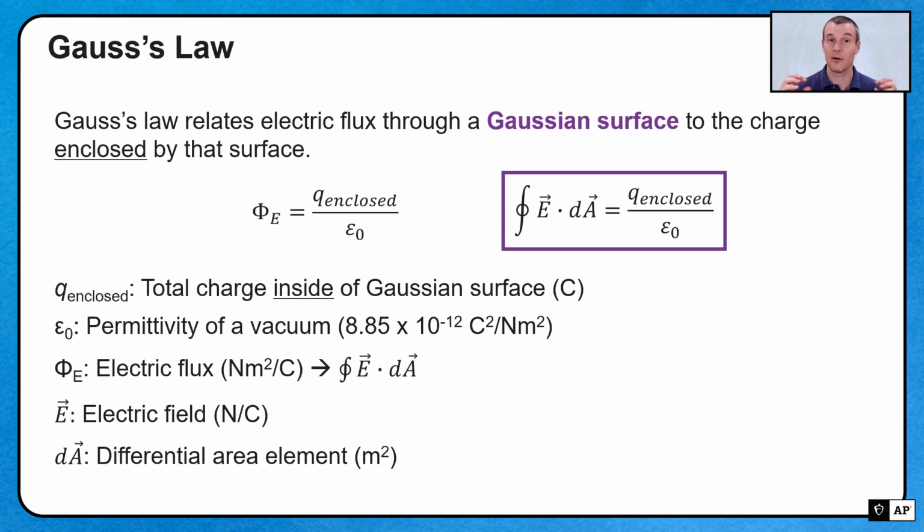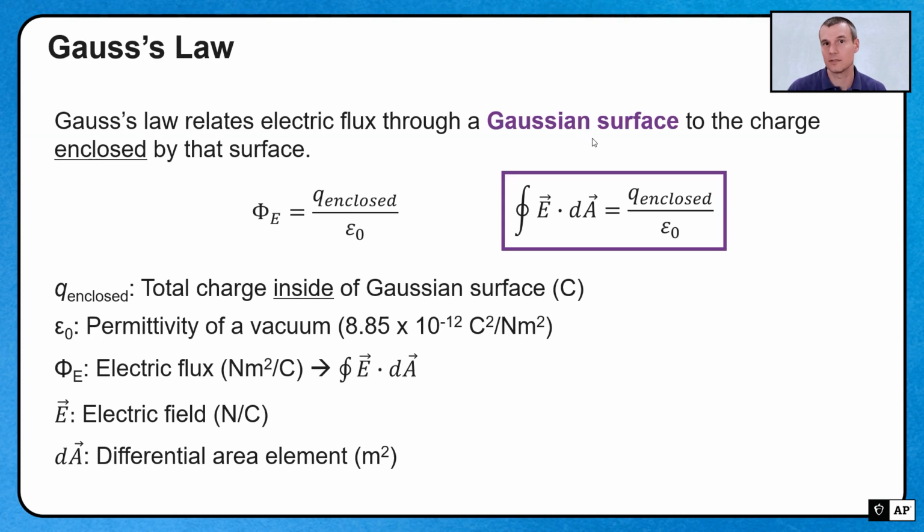Essentially, it's talking about how electric flux through a Gaussian surface depends on the charge enclosed by that surface. So here I have the definition of flux that we have here, that symbol from before, which is charge enclosed over epsilon naught in this particular case. But if we relate it to the other side, this thing boxed here is our Gauss's law.